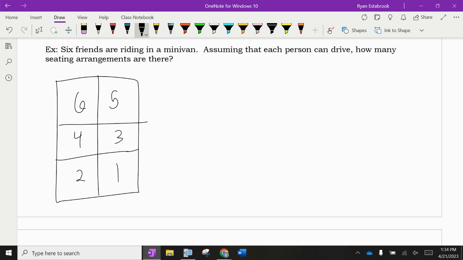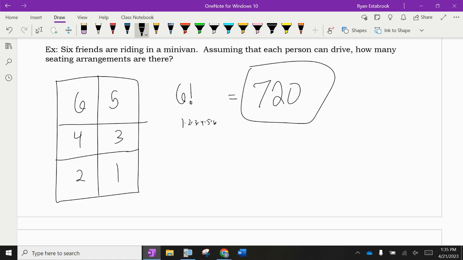What do we do with these numbers? Multiply them. 6 times 5 times 4 times 3 times 2 times 1. That's a few buttons to push, right? But isn't that the same thing as 6 factorial? 1 times 2 times 3 times 4 times 5 times 6. So 6 exclamation point, 6 factorial. It might seem strange, but there are 720 different possible seating arrangements with only these 6 people and those 6 seats.